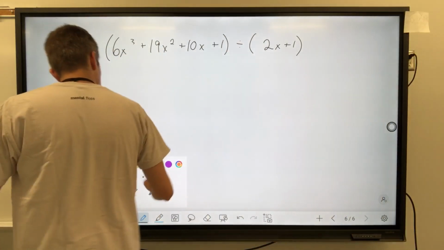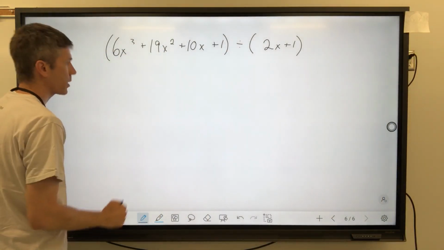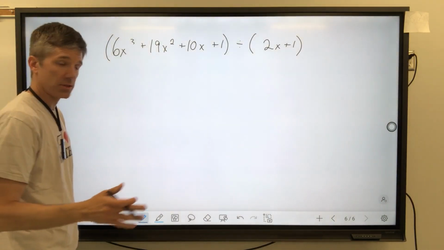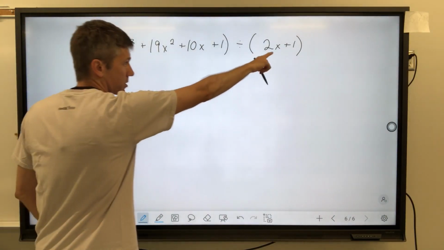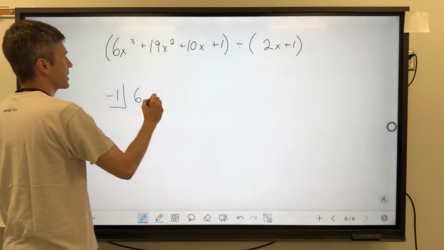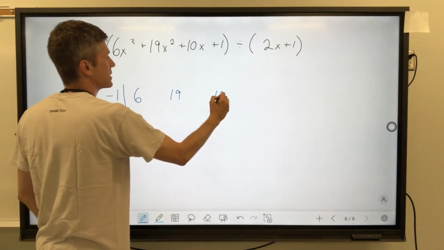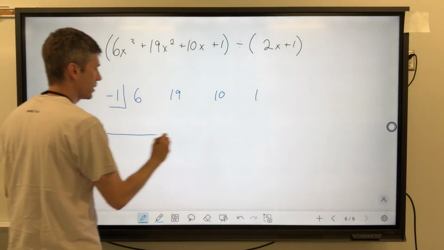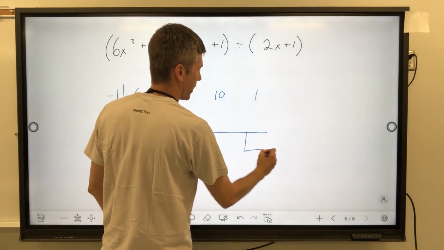So let's change to blue. There we go. And we're going to do the same thing we've been doing. I'm going to ignore the 2 for just a second. So if it just said x plus 1, we'd have minus 1. And we're going to have 6, 19, 10, and 1. There we go. And we're still going to have our remainder right there.